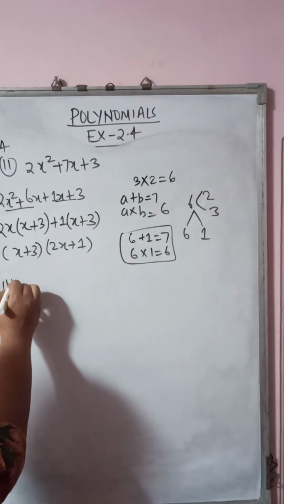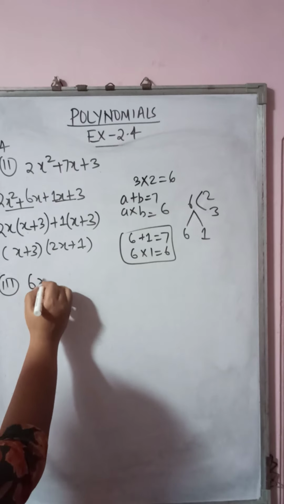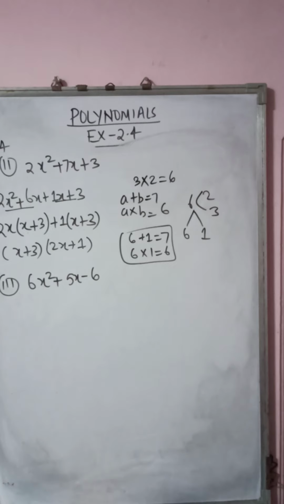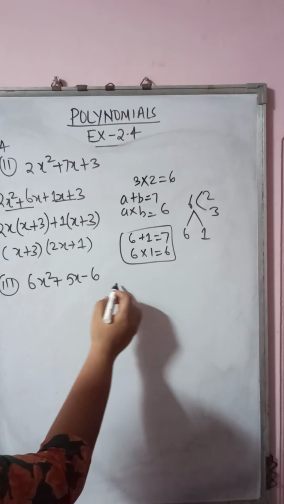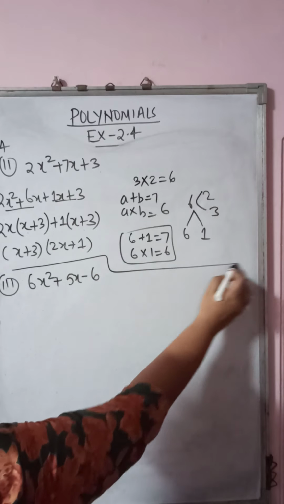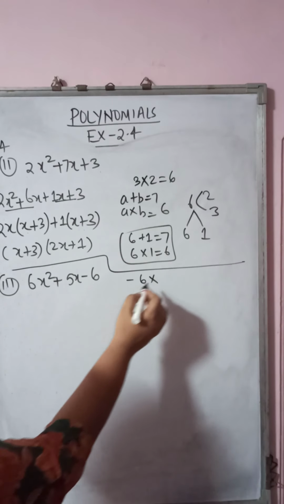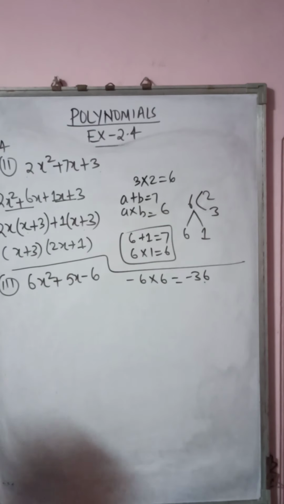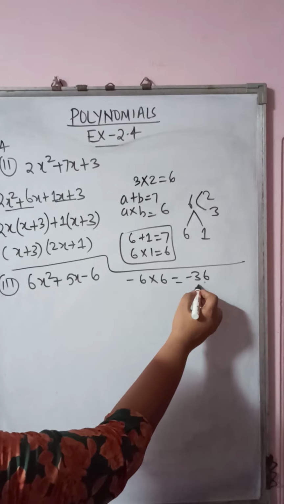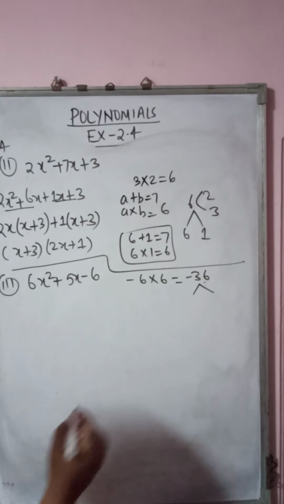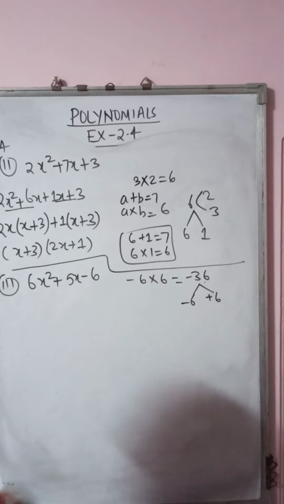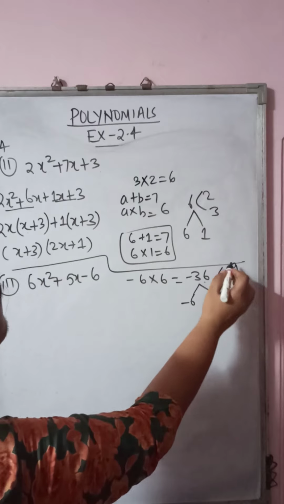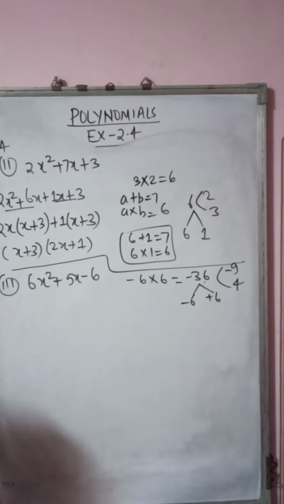Now third one, 6x square plus 5x minus 6. Again, you have to find the factor of which number? Last term into coefficient of first term. So minus 36. You need to find the factor of minus 36. So when you add those two numbers, first of all, what are the factors of 36? You can write either minus 6 into plus 6, 6 6s are 36, or minus 9 and 4, 9 4s are 36. So these two sets I have written.